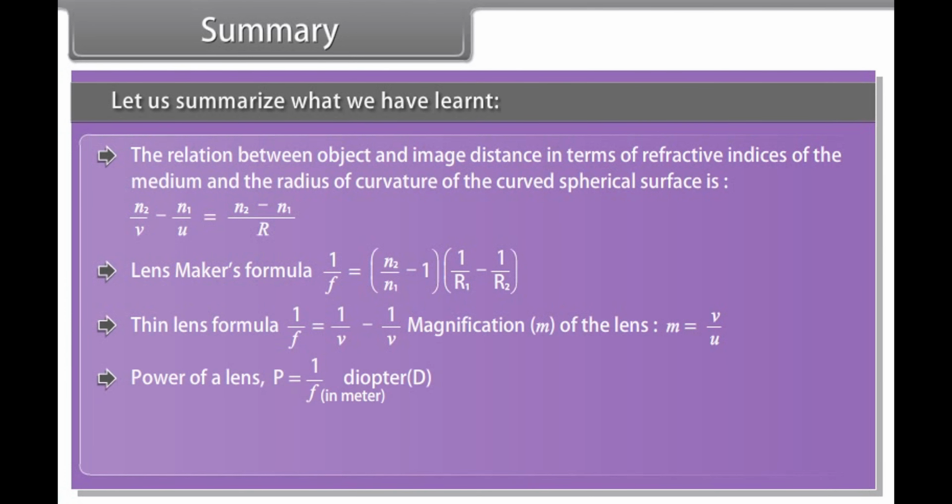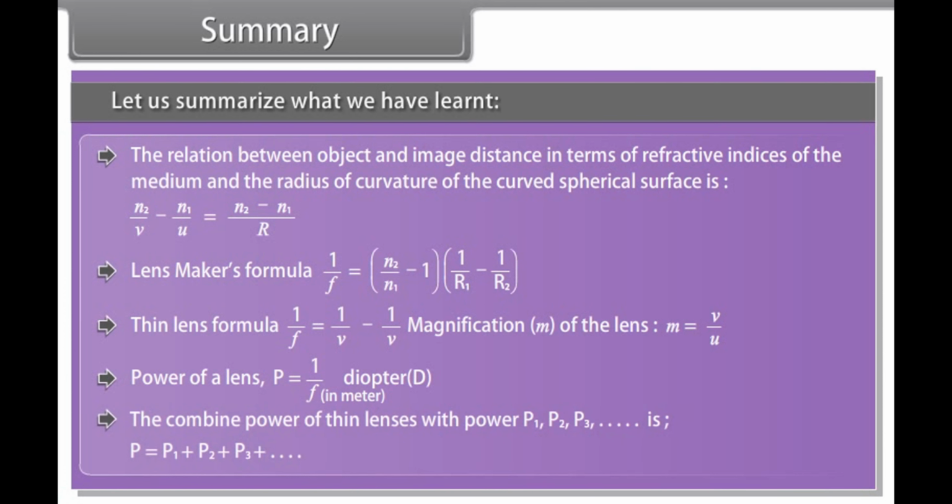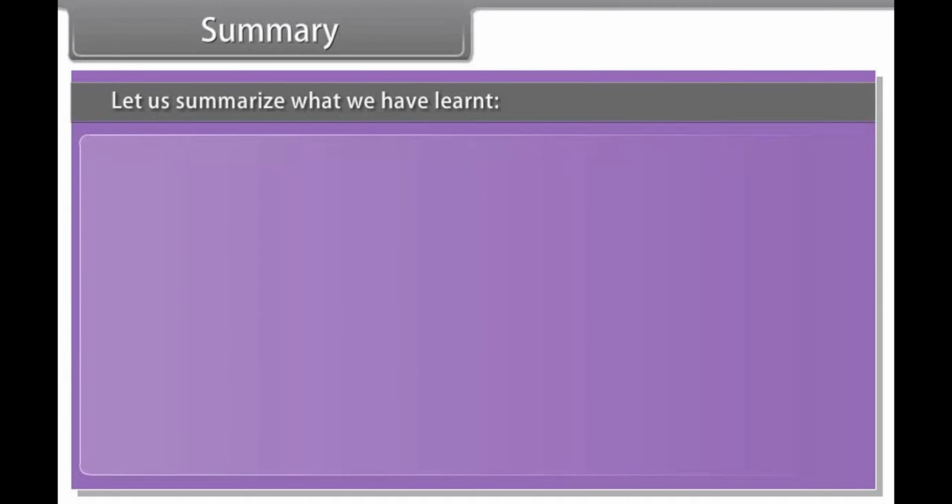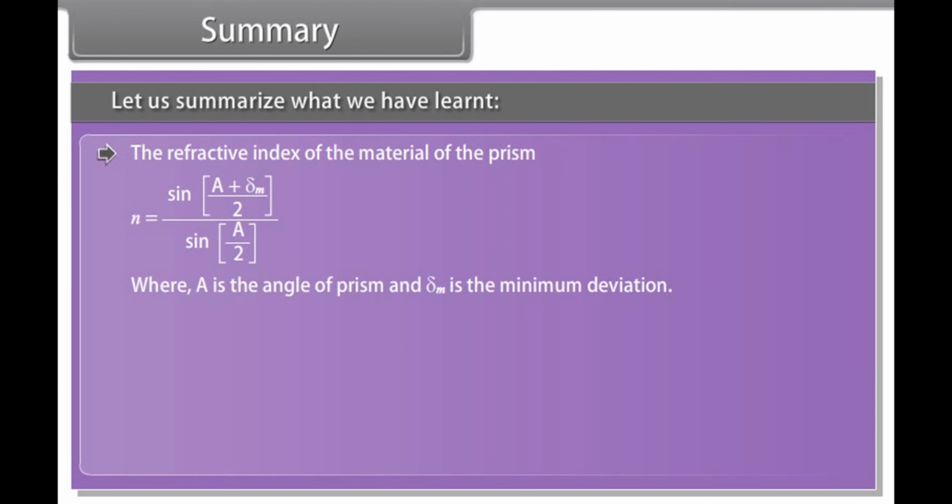Power of a lens, P is equal to 1 upon f in meters, unit diopter D. The combined power of thin lenses with power P1, P2, P3 is P is equal to P1 plus P2 plus P3 and so on. The refractive index of the material of the prism, n is equal to sine of A plus delta minimum by 2 divided by sine of A by 2, where A is the angle of prism and delta m is the minimum deviation.